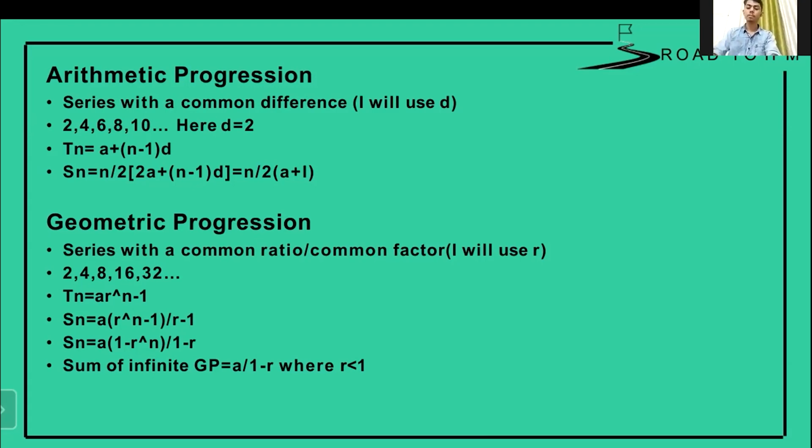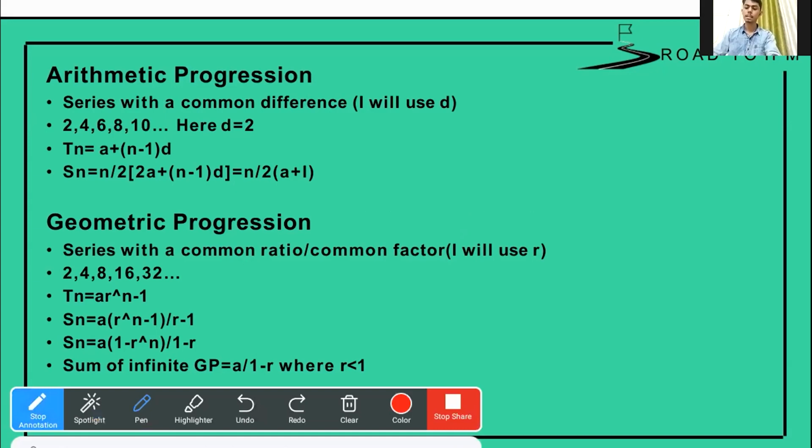And obviously we have the famous formulae: Tn is equal to a plus n minus 1 into d, and Sn is equal to n by 2 multiplied by 2a plus n minus 1 into d, for finding the nth term and sum of n terms respectively. And I presume everybody has learned these two equations now.